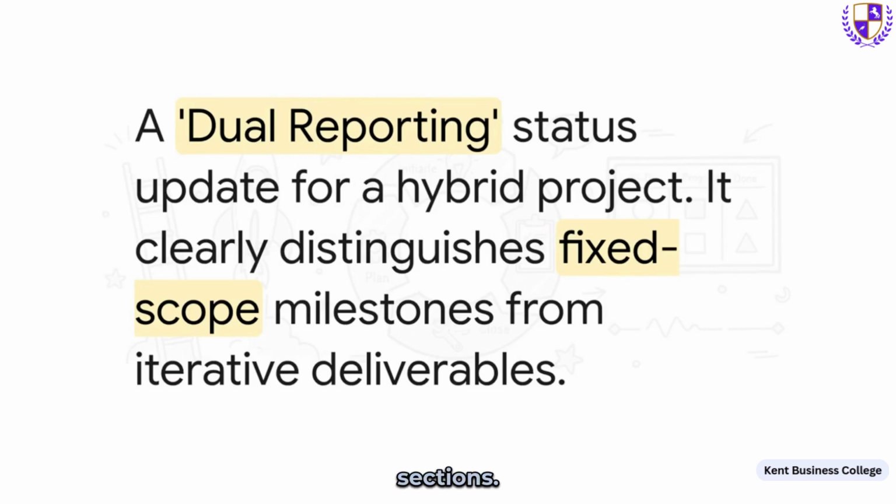It has 2 clear sections. One section tracks the fixed, linear stuff with updates against milestones like hardware installed. The other section tracks the iterative work, showing things like user features delivered in cycle 3. An assessor sees this, and bam, they know you get it.